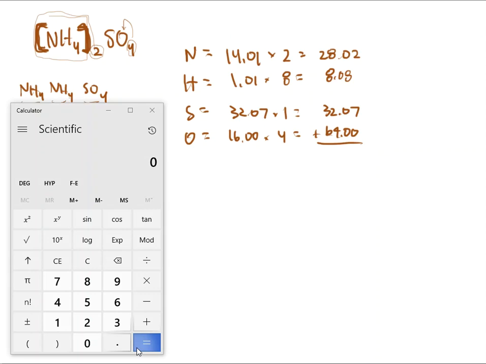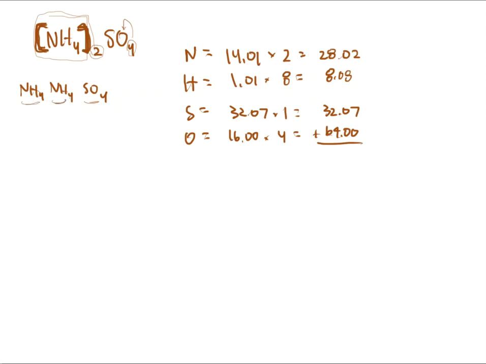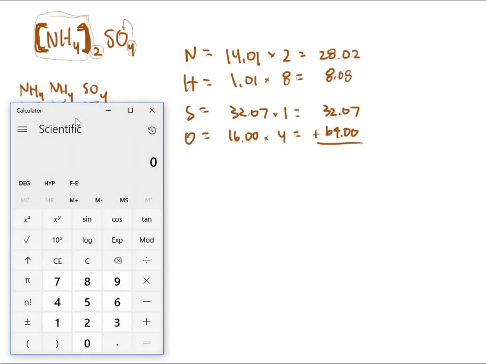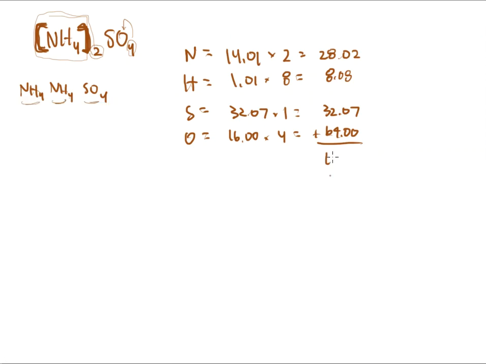All right, so now I'm going to add them all up. So I'll bring my calculator. 28.02 plus 8.08 plus 32.07 plus 64. So I get 132.17.